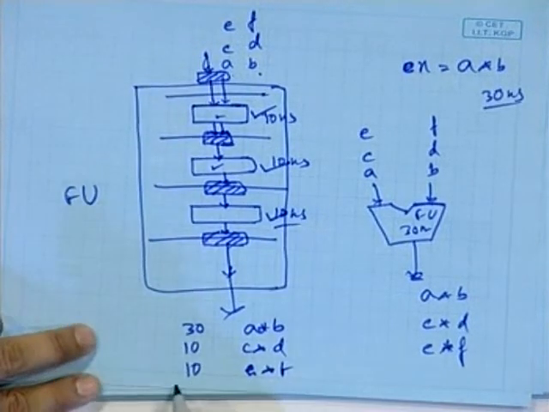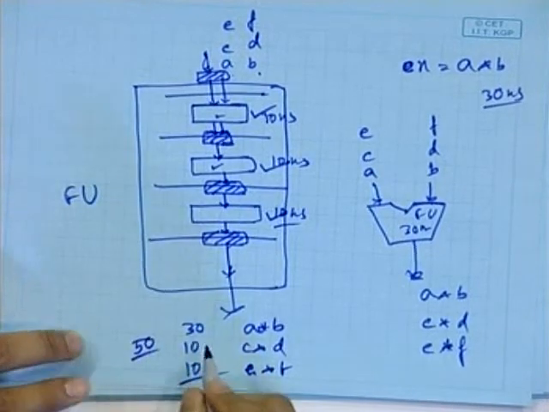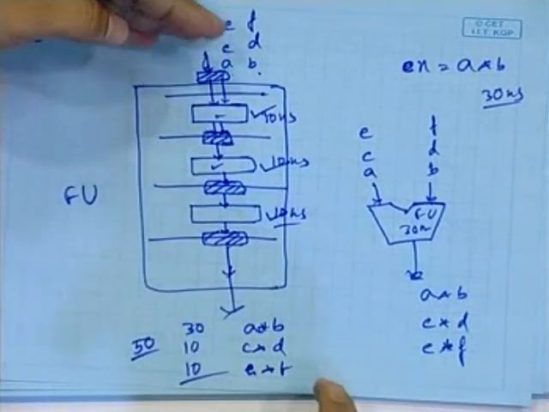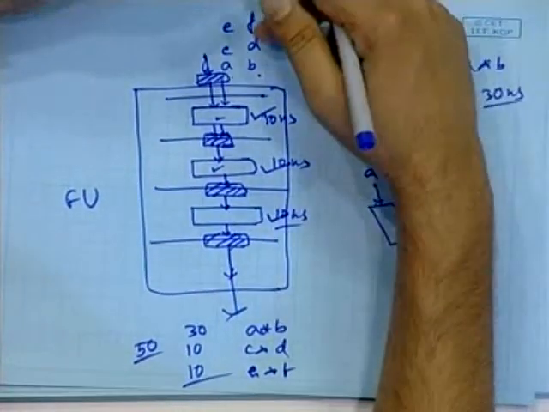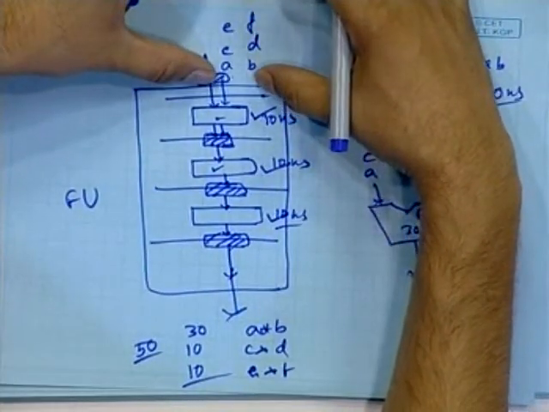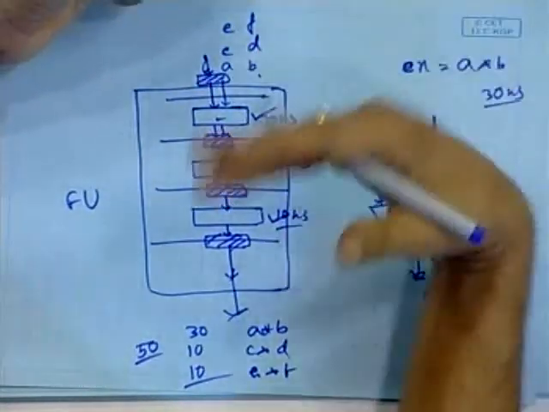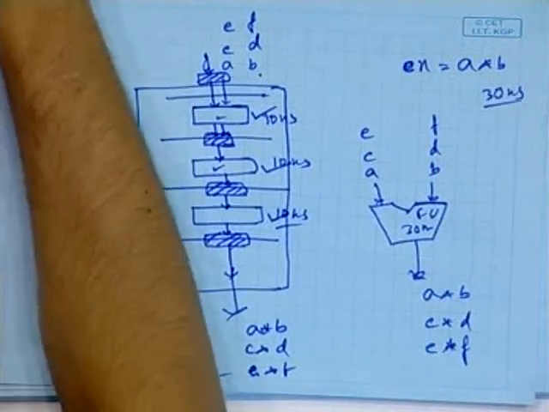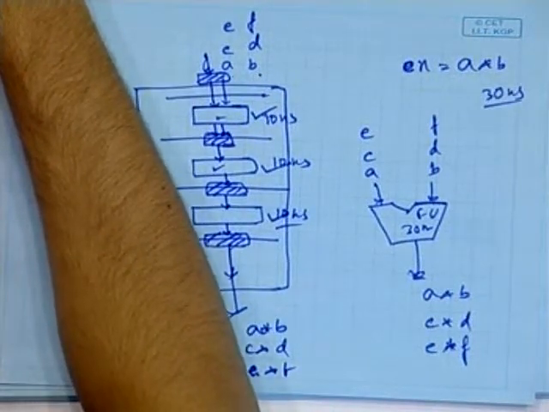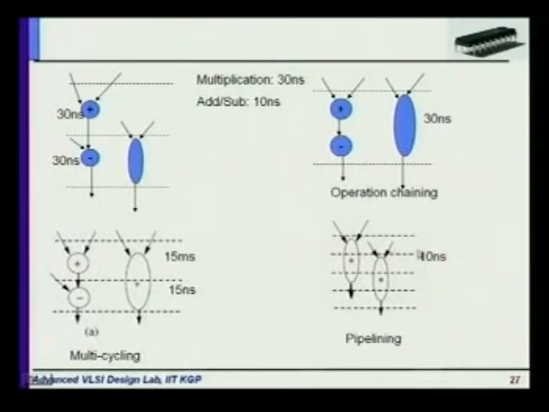So how much time will it take? It's basically 50 nanoseconds to schedule and execute these 3 operations. And if you have a higher number of operations, your performance will increase more. So this is the basic pipelining strategy. Here also it is the same strategy. Suppose you have a 4-stage pipeline, and each stage will take 10 nanoseconds.